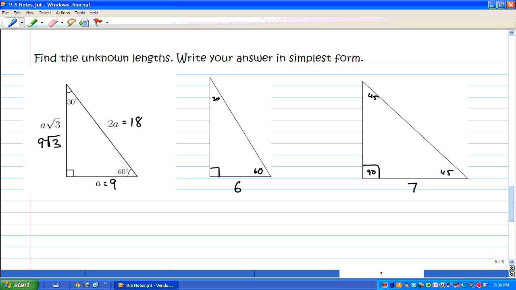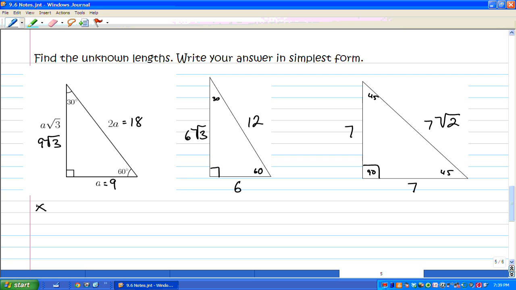If you want to pause the video real quick and try and do those, using just the information that we learned today with the single variable, pause the video and then play it when you're ready. Okay, here my base is a, so this other leg over here is a square root of 3, so I have 6 square root of 3. And then the hypotenuse is 2a, so this is going to be 12. For the 45, 45, 90 triangle, the two legs are exactly the same, so this one's 7. And then the hypotenuse is a square root of 2, or 7 square root of 2.